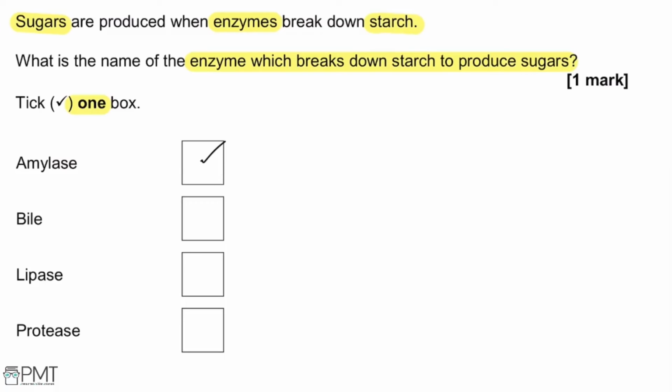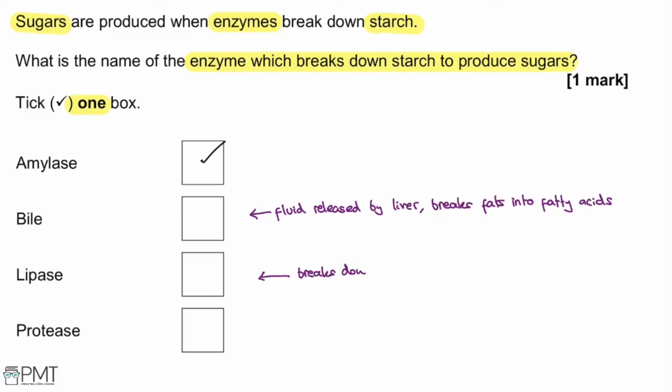If we have a look at the others, bile is a liquid substance that is secreted by the liver, and it helps to break down fats into your fatty acids. Lipase is an enzyme like amylase, and it breaks down lipids, so it does a similar job to the bile, breaking them into fatty acids. And protease, also an enzyme, breaks down your proteins into amino acids.